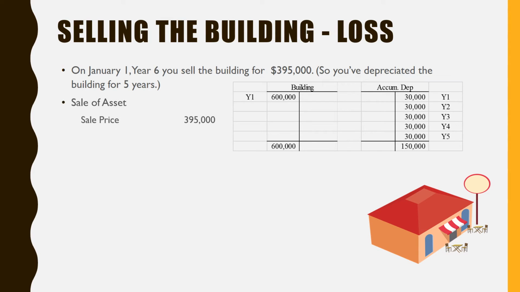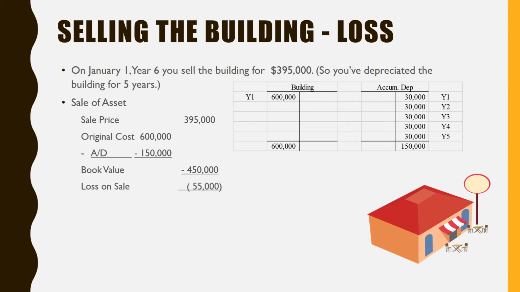We have to figure out then really what happens with that sale. So my sales price is $395,000. Then you have to figure out the book value or the carrying value. And that's just your original cost less your accumulated depreciation gives you a book value of $450,000. I've got a minus sign there because you take that book value and compare it to your sales price to figure out if you have a gain or a loss. In our case, we have a loss because we have a book value of $450,000, but we only sold it for $395,000. So we lost $55,000 relative to our book value.